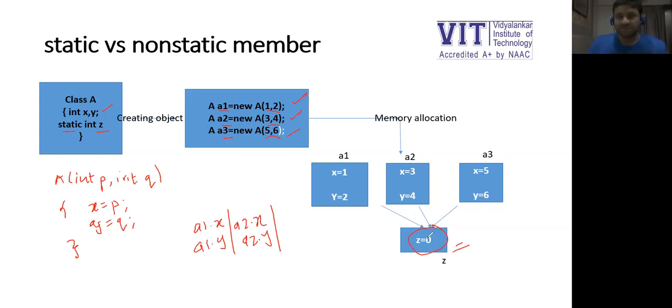Now, suppose I make the value of Z as 50. It can change, but it still remains the same for all the objects. So for A1 the value of Z is 50, for A2 the value of Z is 50, for A3 the value of Z is 50. So this is about static and non-static. You just have to understand.